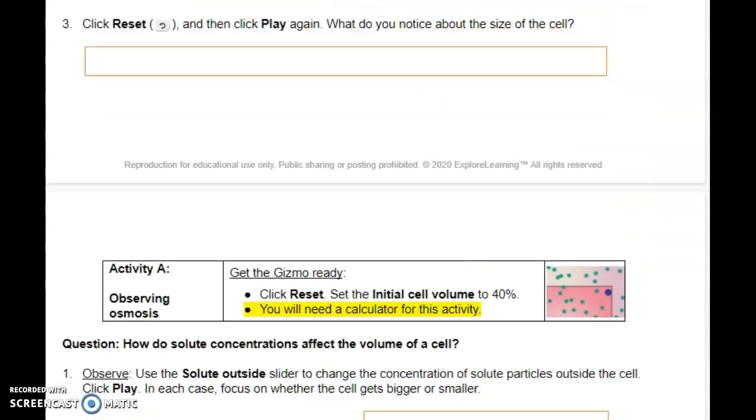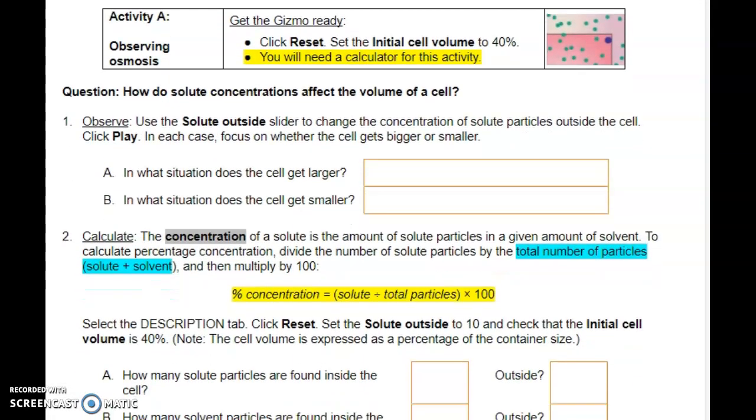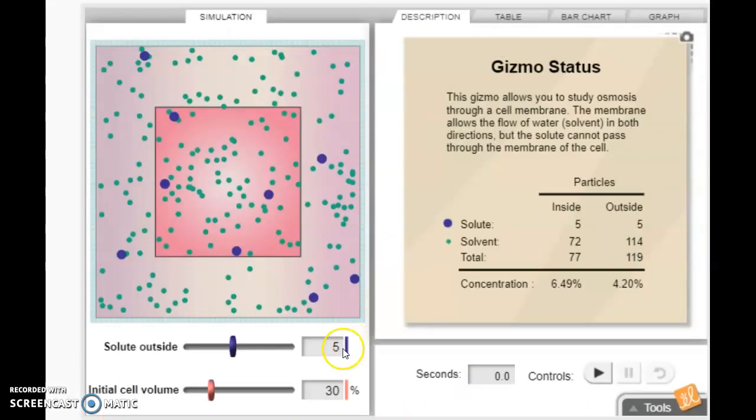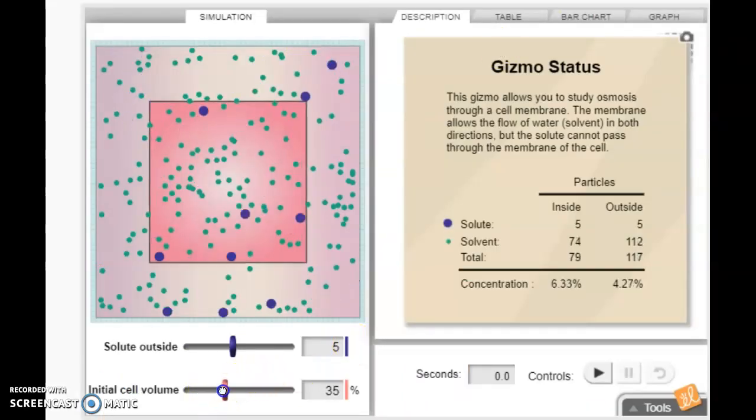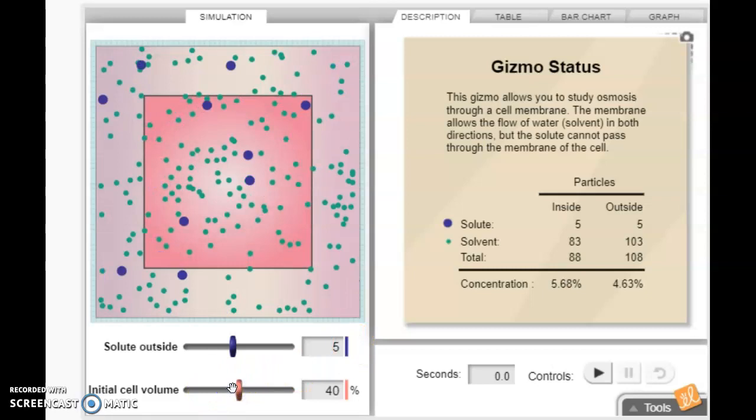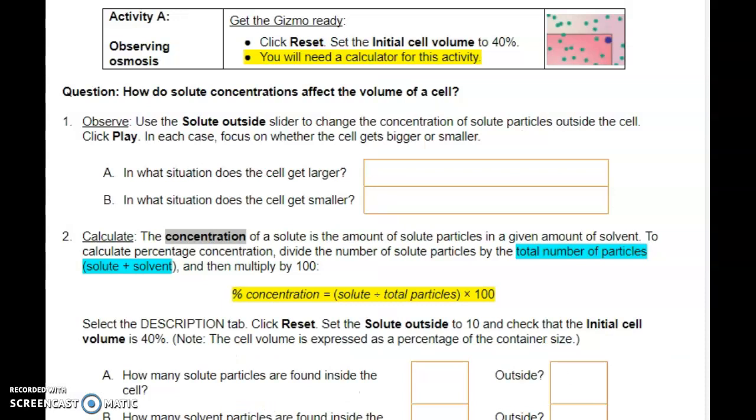Then for activity A, you will need a calculator, or you can use your smartphone for a calculator. It's going to be some pretty simple math unless you're really good at doing math in your head. So we're going to take a look at setting the initial cell volume to 40%. So you will give this a slide. There we go. So the volume is going to change the cell size. So you're going to keep the solute outside to 5, and the initial cell volume to 30 for right now.